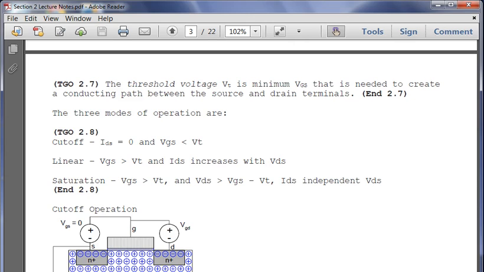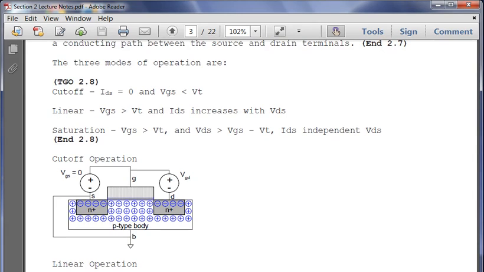Hey, before I scroll down, does everybody have 2.7 and 2.8? Okay. It's also on video, so technically you all have it.